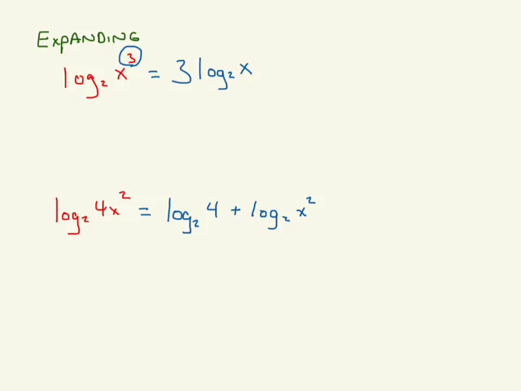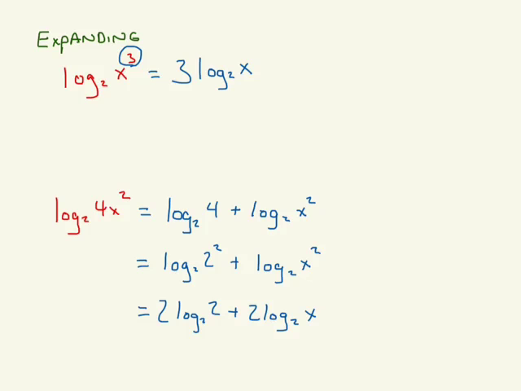And I can expand that some more. Obviously we can drop the 2 down in front here. But the other thing we can do is take this 4 and make it into a 2 squared. So let's go ahead and do that. Let's make this into a log base 2 of 2 squared plus a log base 2 of x squared. Let's go ahead and drop those exponents down now. Make this into a 2 log base 2 of 2 plus a 2 log base 2 of x.